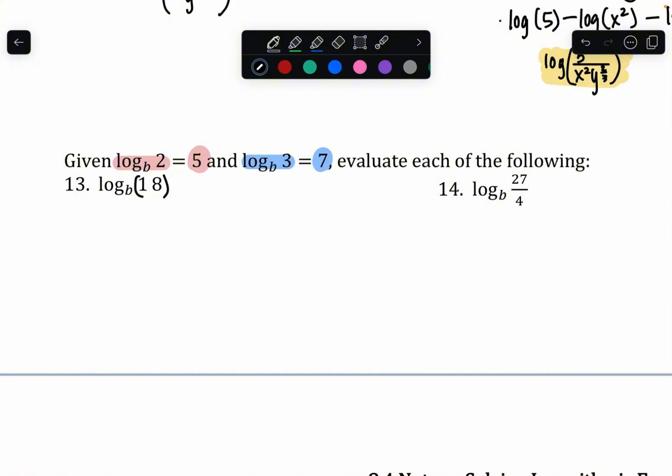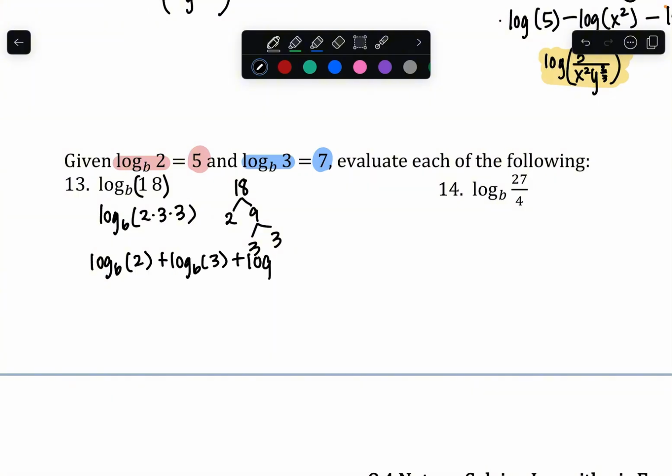And so what you want to do is rewrite 18 in terms of 2s and 3s. So 18, if I just make a factor tree, is 2 and 9, 3 and 3. So 18 is the same thing as 2 times 3 times 3. And then I can break them up into their own individual logs by using addition.